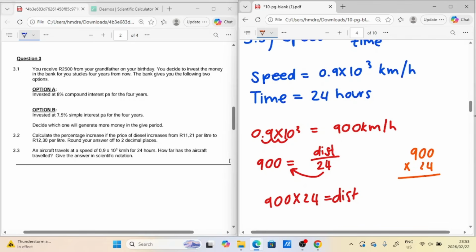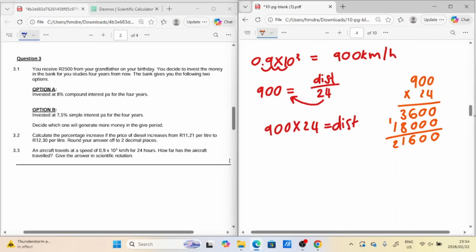4 times 0 is 0, 4 times 0 is 0. 4 times 9 is 9, 18, 27, 36. 2 times 0 is nothing, 2 times 0, and then it's 3 zeros. 2 times 9 is 18. 3 and 8 is 11. Okay, so that is my total distance.